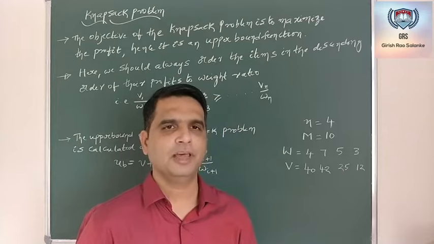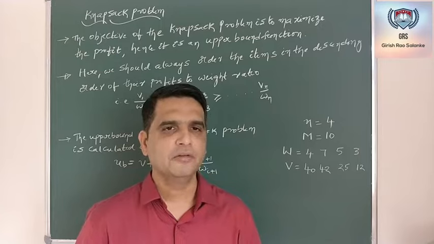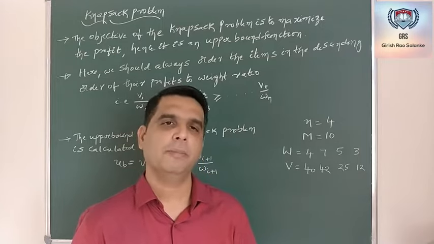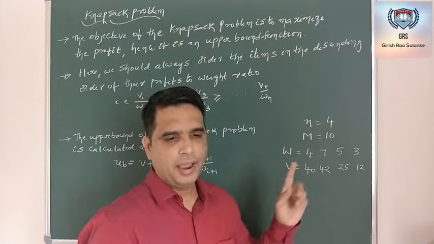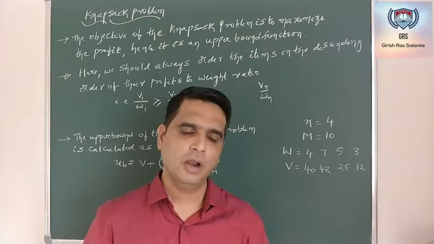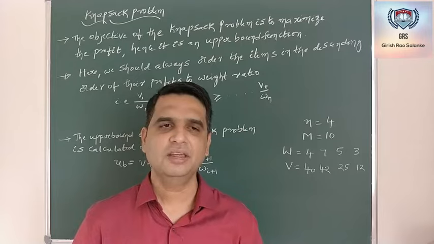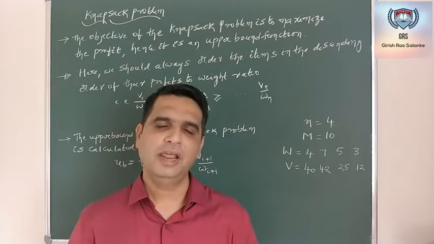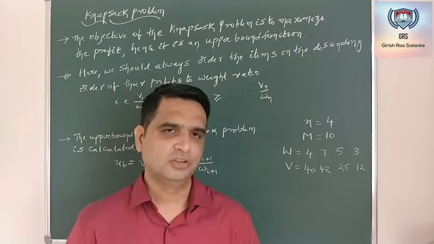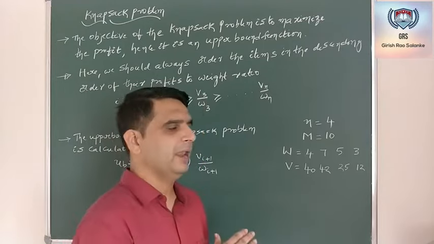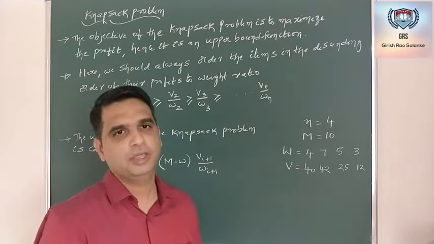The objective of the knapsack problem is to place some objects onto the knapsack, which has a maximum capacity. The maximum capacity of the knapsack is denoted with capital M, and I need to get the maximum profit on placing those objects onto the knapsack. Now what was the condition? The condition is that the summation of weights of the objects placed on the knapsack should not exceed the knapsack capacity. So this was about what the knapsack problem is, what the inputs are, and what the objective is.